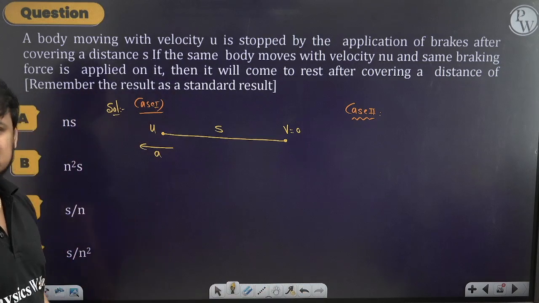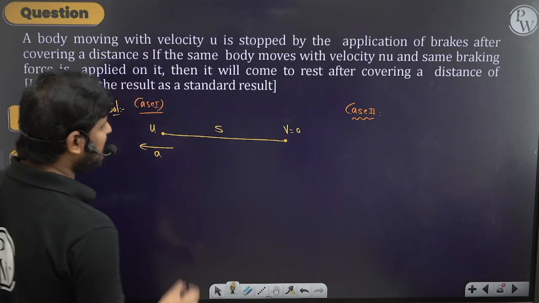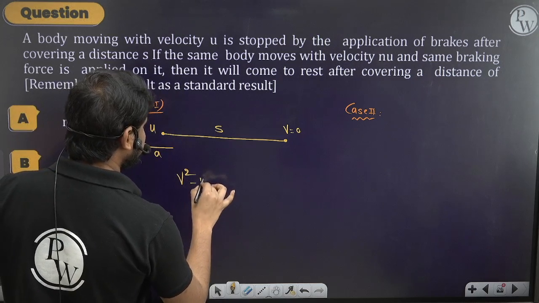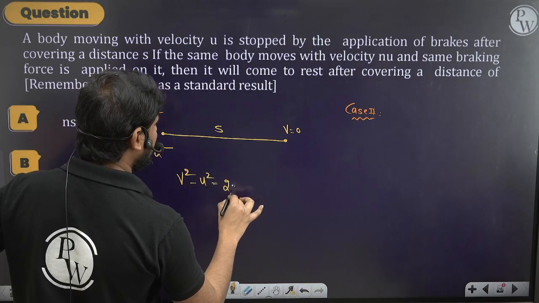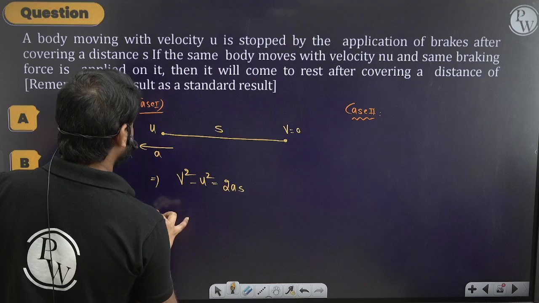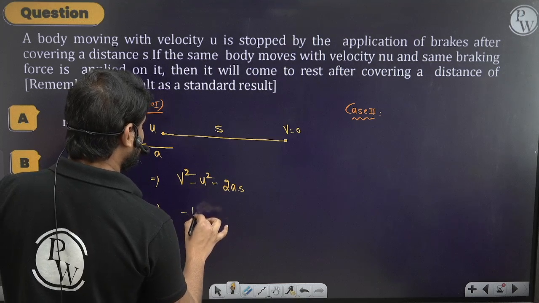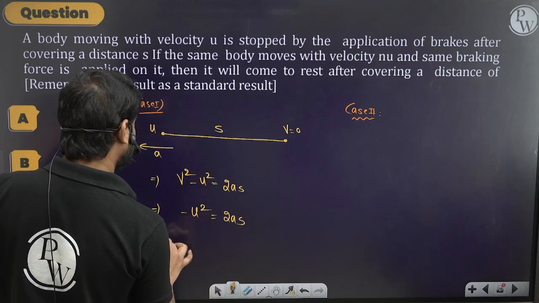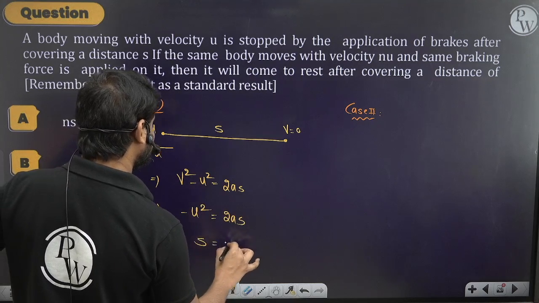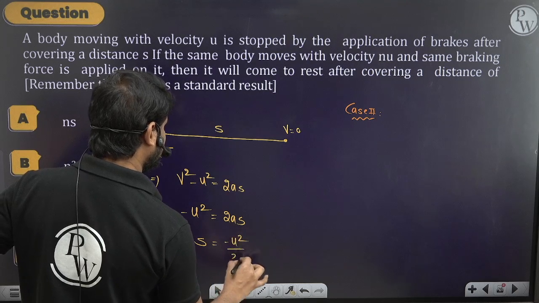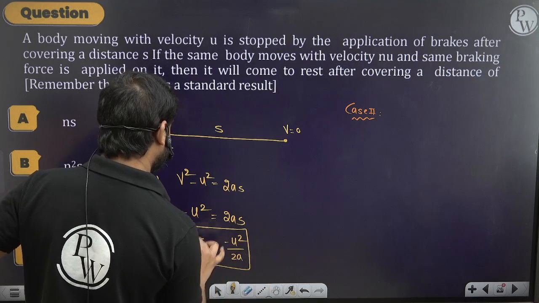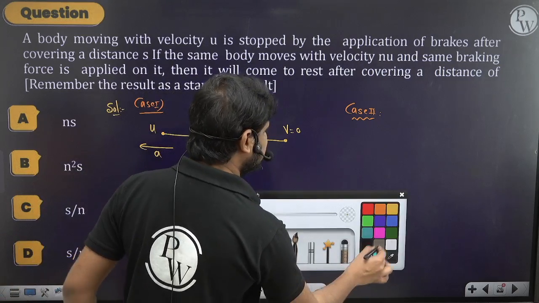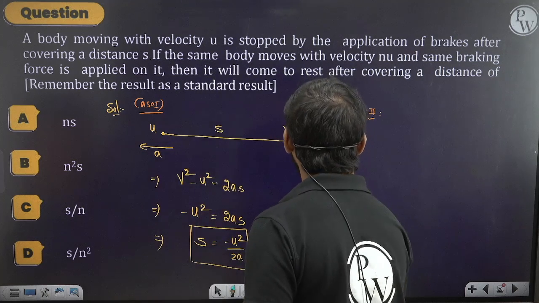So the acceleration is a. In this particular case, let's write v square minus u square is equal to 2as. The final velocity is 0, so minus u square is equal to 2as. From here, the distance covered s is equal to minus u square by 2a. Let it be equation number 1. Now let's go for the second case.